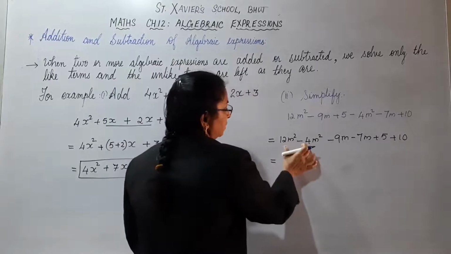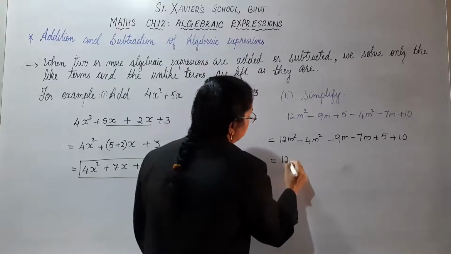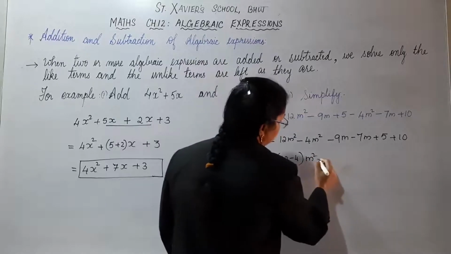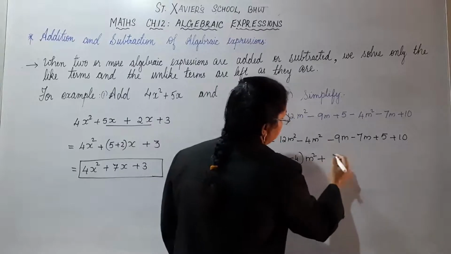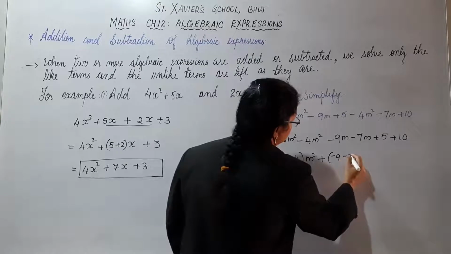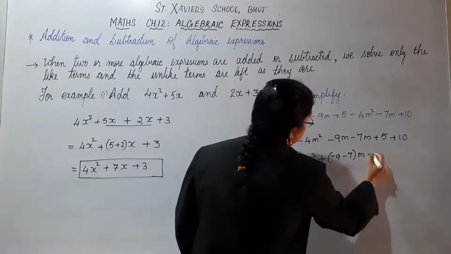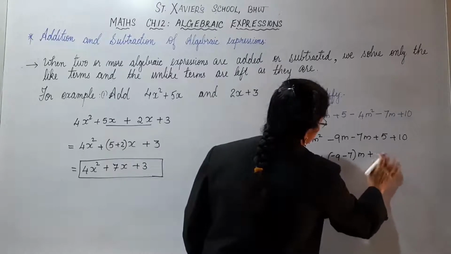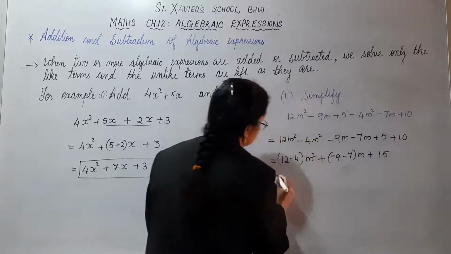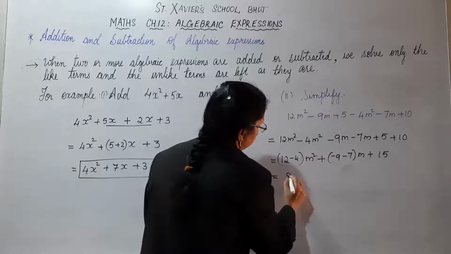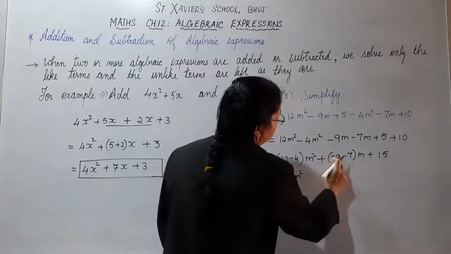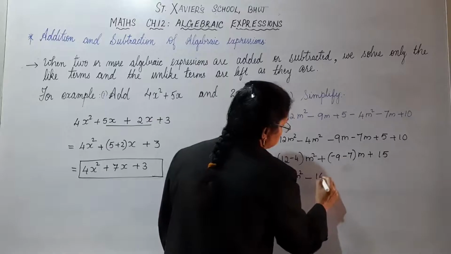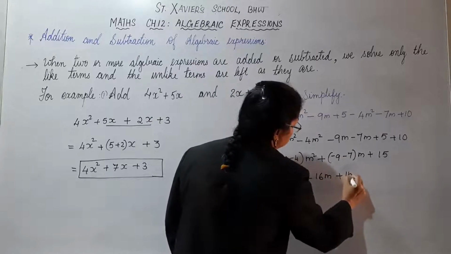Let us solve the coefficients. 12 minus 4m square. Now I am putting a plus sign here because the minus sign we are taking inside. Minus 9 minus 7m plus 5 plus 10. 5 plus 10 is 15, that directly we can write as 15. Let us solve this. 12 minus 4 is 8m square. Now minus 9 plus minus 7 is minus 16m plus 15.